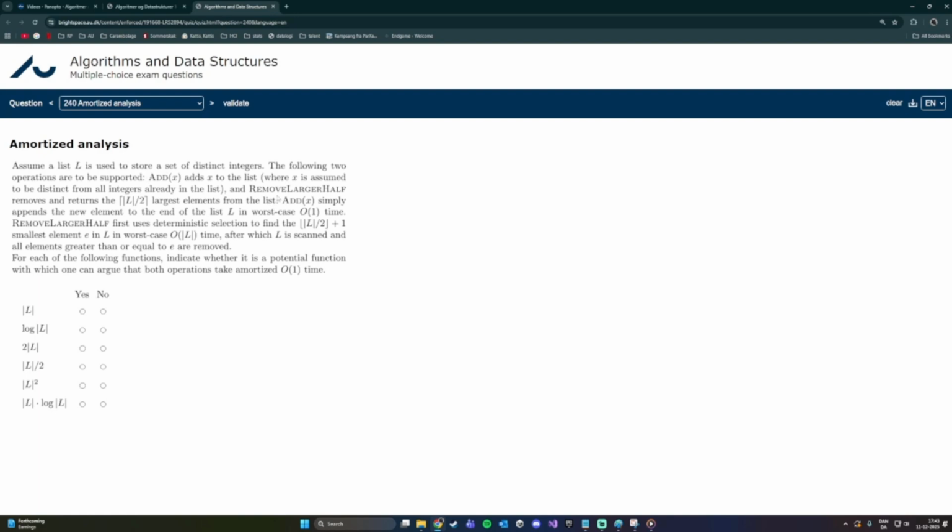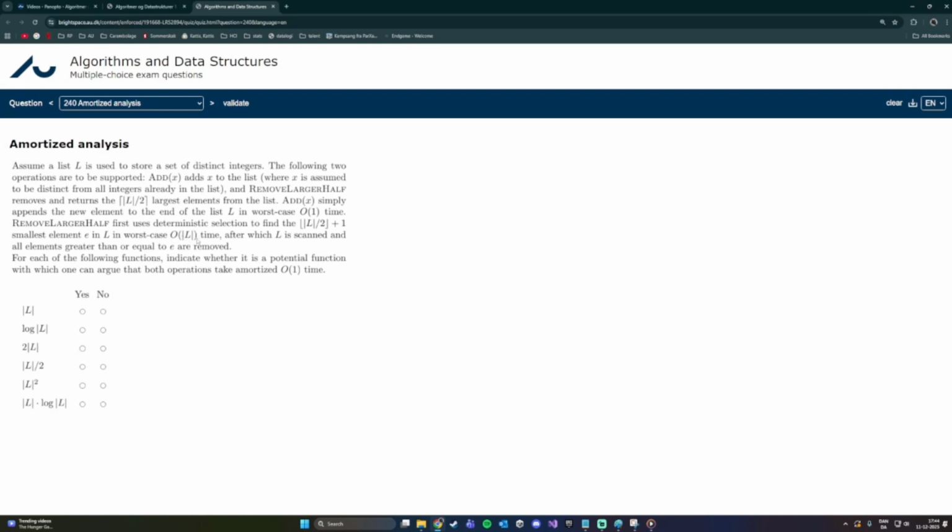Now, we don't always need to know all of this backstory to the question. We just need to know what's the cheap operation, what's the expensive operation, and when can we do this expensive operation. It says that add here is our cheap operation with constant time, and remove larger half uses deterministic selection to find half of the list. It finds the smallest element and then removes all of the ones greater than that, so it removes the largest half of the elements. Now that's in O(L) time, right?